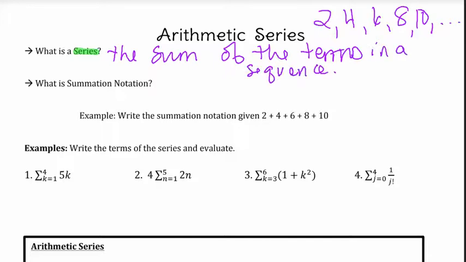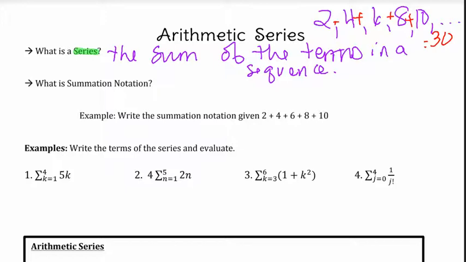So, a sequence is a list of numbers, 2, 4, 6, 8. A series is the sum of those numbers. So if I were to add up all of those numbers, 2 plus 4 is 6, and 6 plus 6 is 12. 12 plus 8 is 20, and 20 plus 10, my series of my first five elements would be 30. Okay? So we have a couple of different ways to represent the way we sum something.